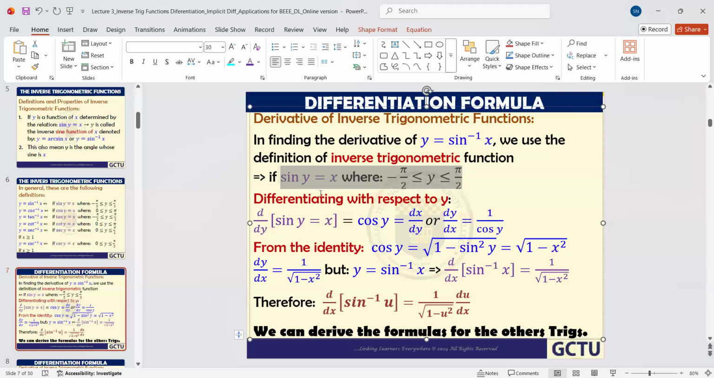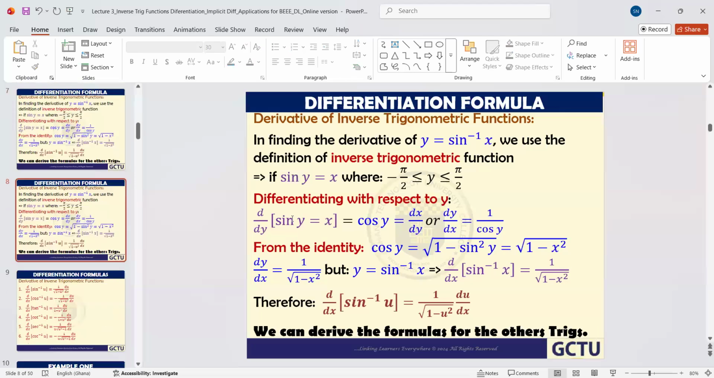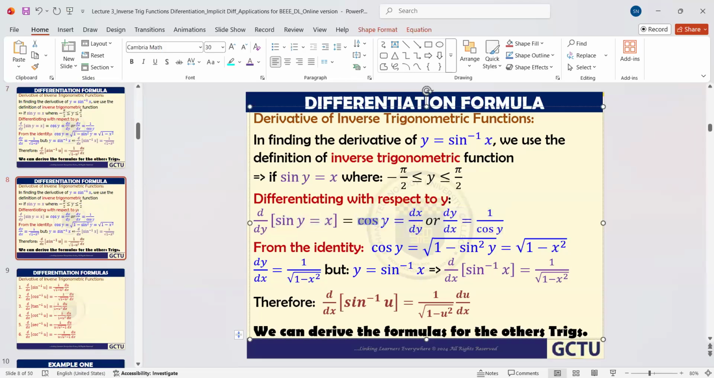Differentiate with respect to y. So we have to differentiate the left-hand side and differentiate the right-hand side. If I differentiate sine, I'm going to get cos. I hope you know that. So the left-hand side, if I differentiate sine y, it will give me cos y. Now remember, I'm differentiating with respect to y, and this function here is a function of x, so it becomes dx over dy. So sine y differentiated becomes cos y, and then the right-hand side becomes dx/dy.